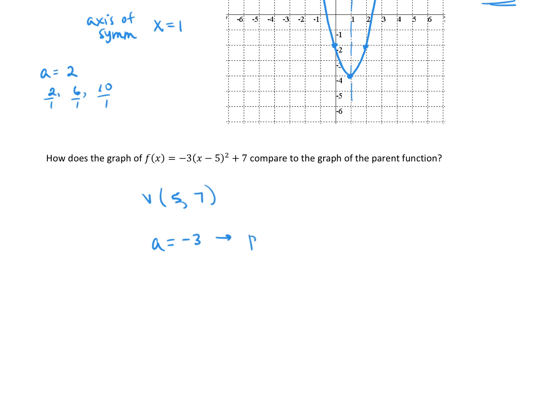Because a equals negative 3, what does that tell us? Well, this parabola is going to open down. It will have a vertical stretch. Now, if you have to figure out if it has a stretch or compression, you take the absolute value of your a.